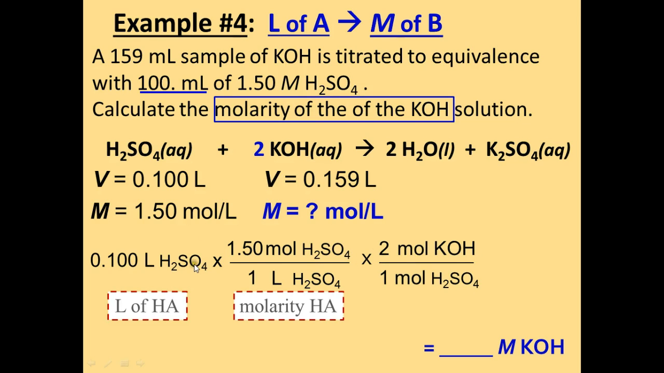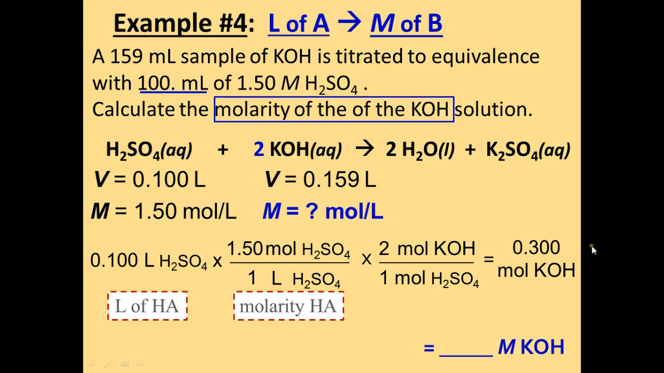So now we multiply all the numerators and divide by the denominator. So we do 0.1 times 1.5 times 2. And because the denominators are only 1, we don't have to do it. So we just do that and we get 0.3 moles of KOH.